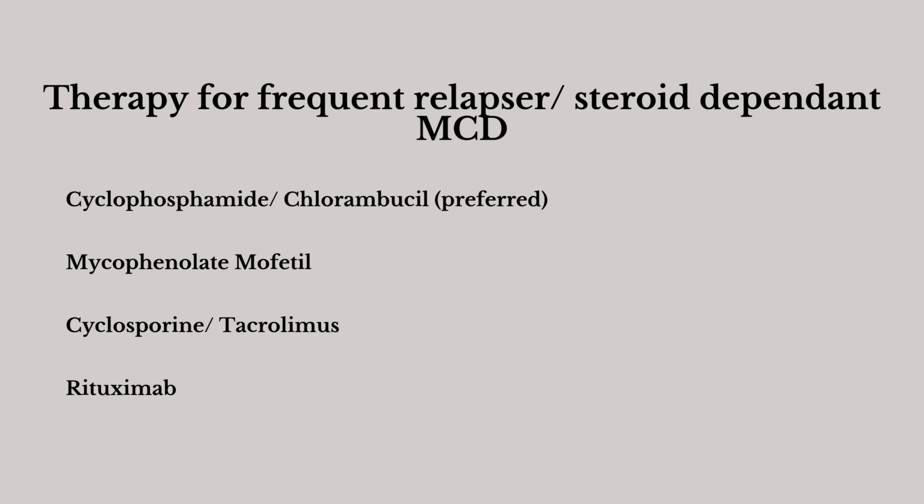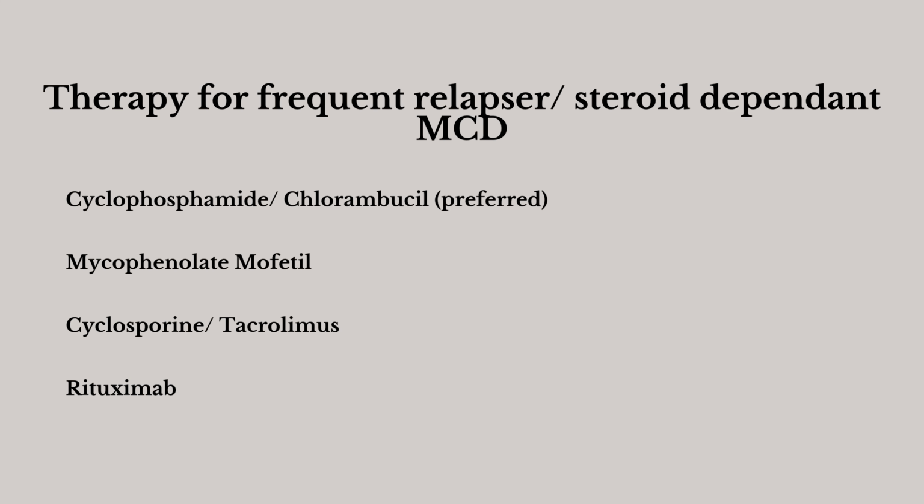For treatment of frequent relapsers or steroid-dependent minimal change disease, we can use second-line options like cyclophosphamide or chlorambucil. These alkylating agents are preferred over antimetabolites like mycophenolate mofetil. Cyclosporin and tacrolimus, calcineurin inhibitors, are also other options. Newer studies are showing the effectiveness of the anti-CD20 antibody rituximab.